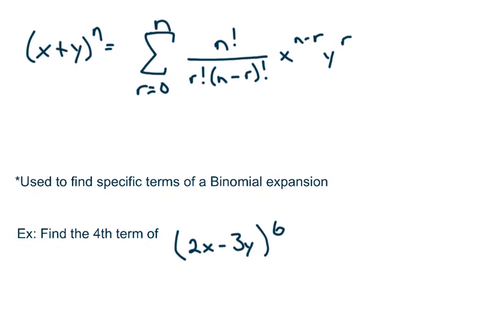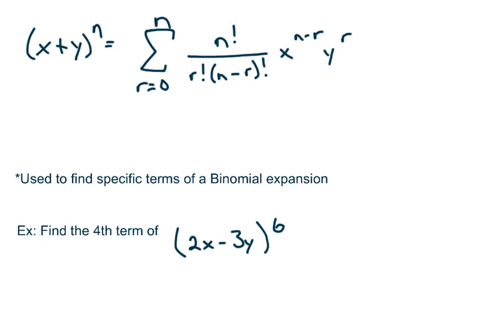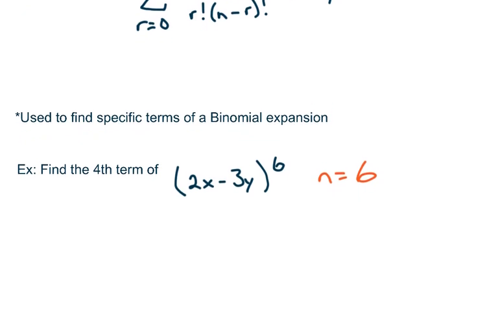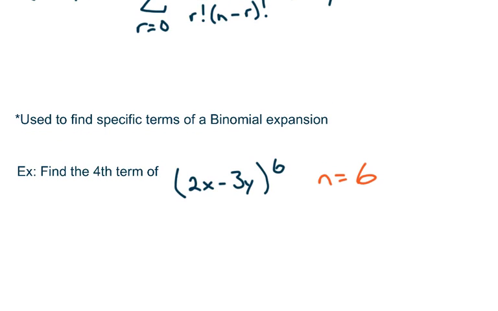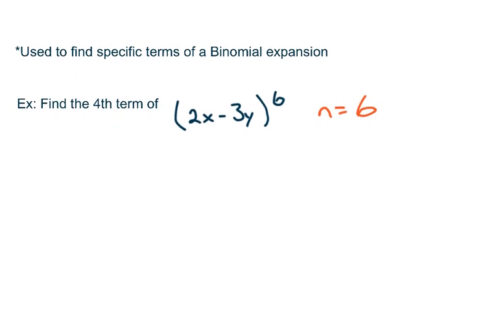So I've got one here. Find the 4th term of 2x minus 3y to the 6th power. It's important to know that the n value here is 6 because we're raising it to the 6th power, just like here, x plus y to the 6th. Those are both n's, so our n value is 6. So let's plug in what we know. We're going to hold off on the r value for now. We'll just leave it in sigma notation.